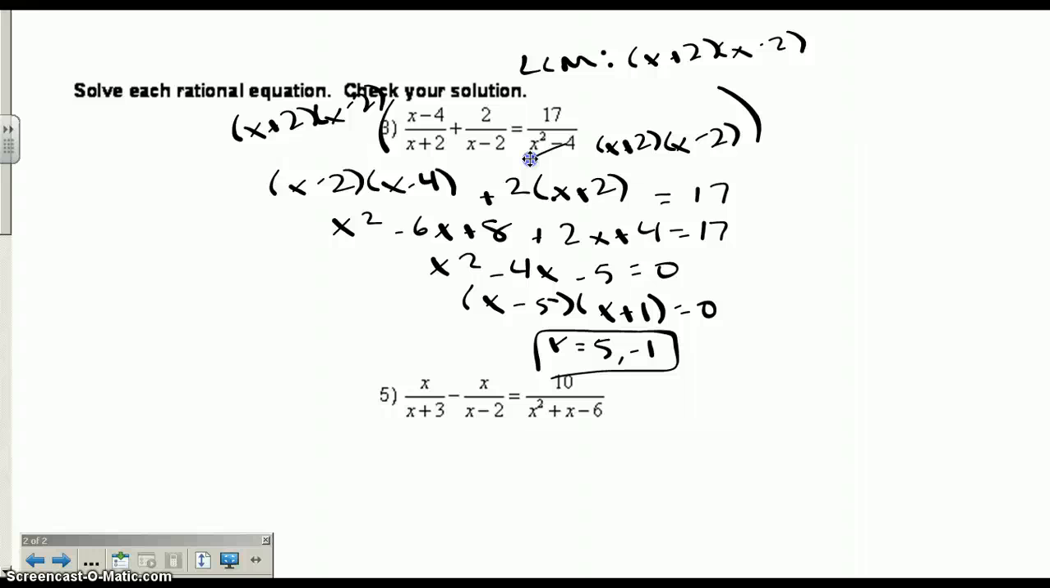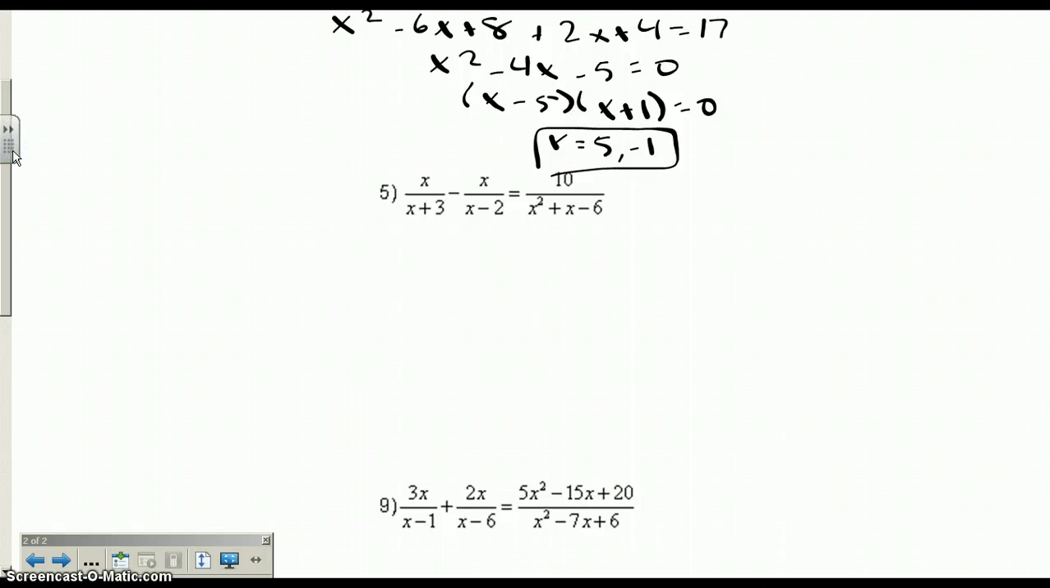Okay, let's go down to number 5. The LCM here, I don't really know what it is yet. So I'm going to factor: x plus 3, x minus 2. So now I know my LCM is x plus 3, x minus 2.